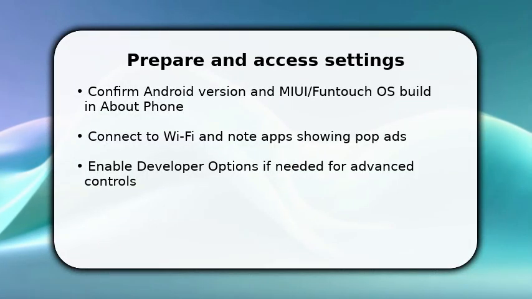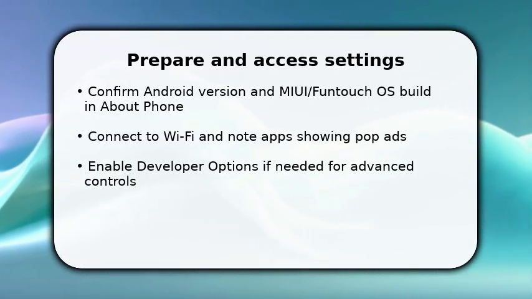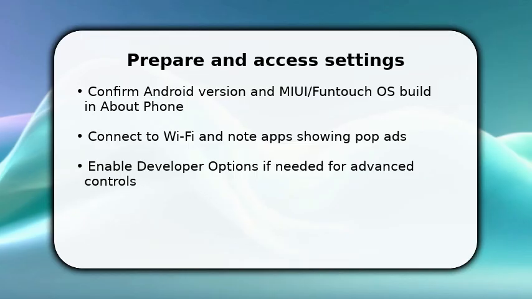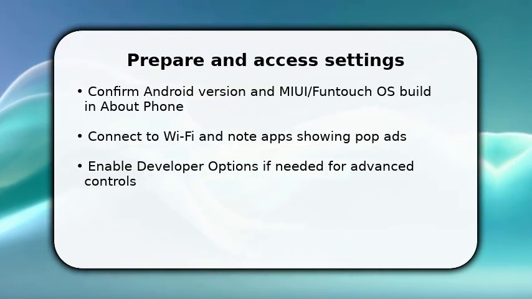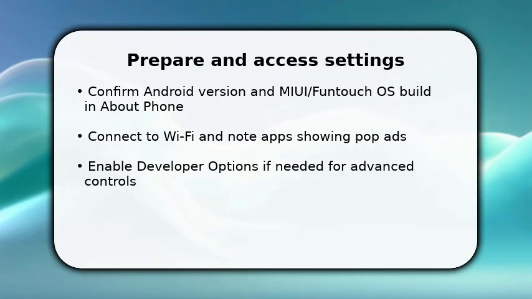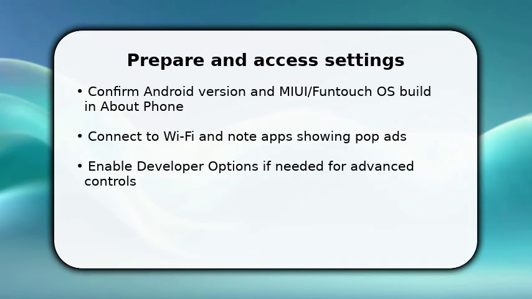You start by checking the iQOO Z6 system and app list so you know where ads come from. Open Settings, About Phone, and note the Android version. This affects menu names. Once done, connect to Wi-Fi and watch which apps trigger pop-ups.